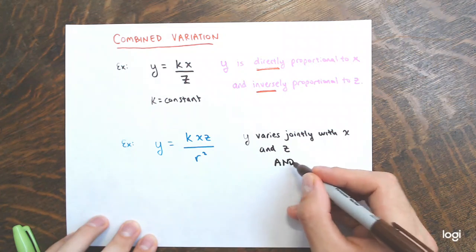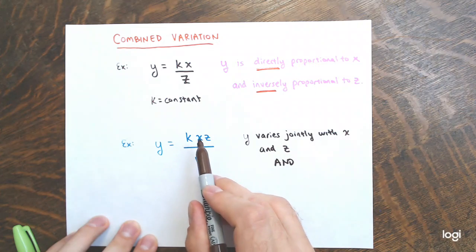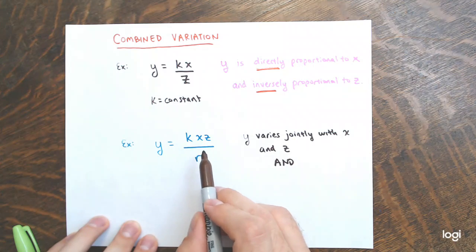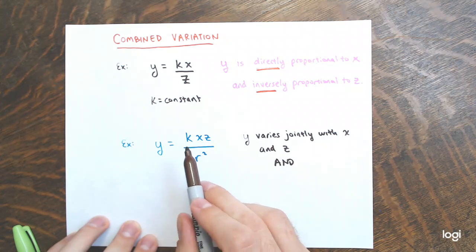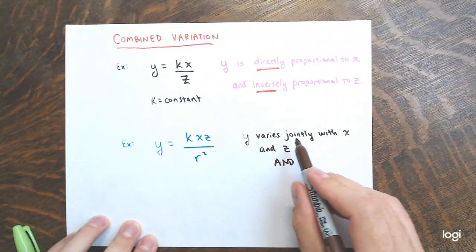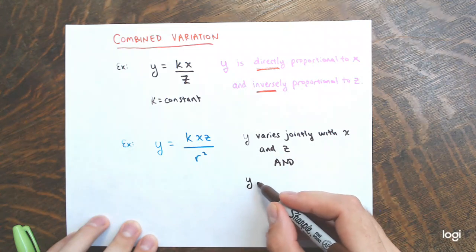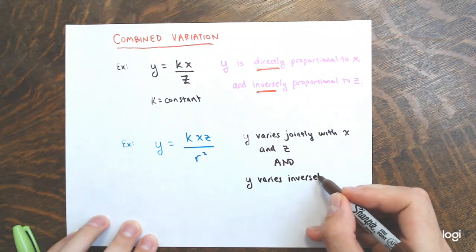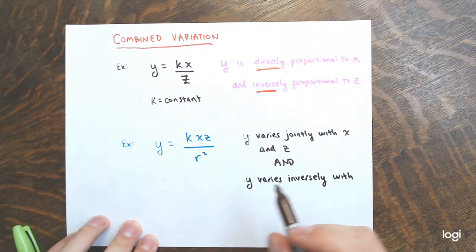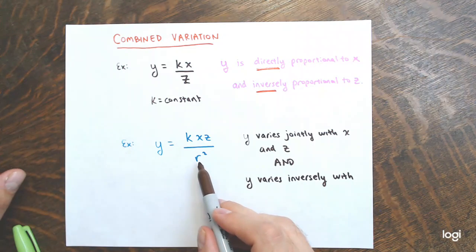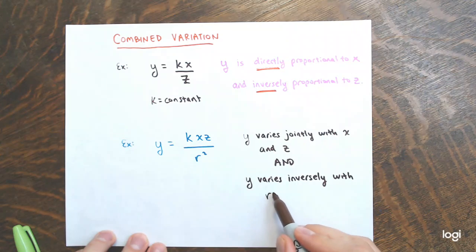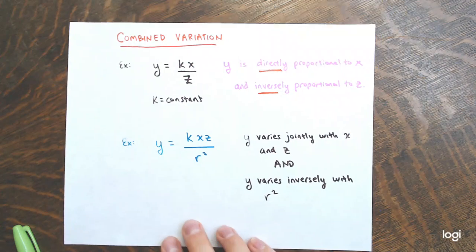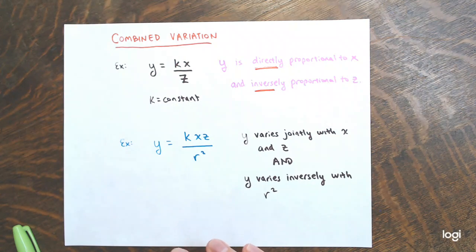And not only does y vary jointly with those two variables, but again you're seeing I have the constant divided by another quantity. So there's also that inverse variation. So y varies jointly with x and z, and y also varies inversely with the quantity in the denominator, which is not just r, but the square of r, right? With r squared. Or you could write out the square of r, like we had with the square of the velocity in the first example from this video.